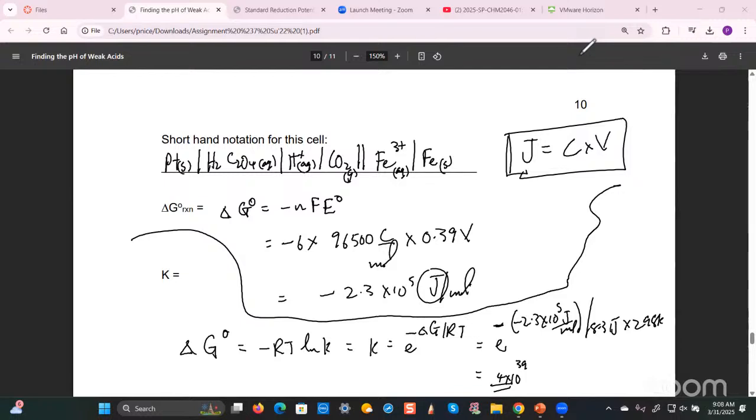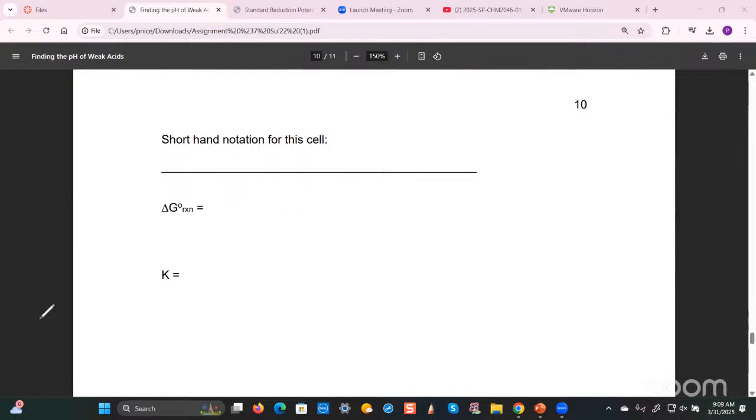Okay, any questions about this one? Any questions? No questions? Is it okay for me to clear this? Okay, let me do that now. And let's move on to the next page.